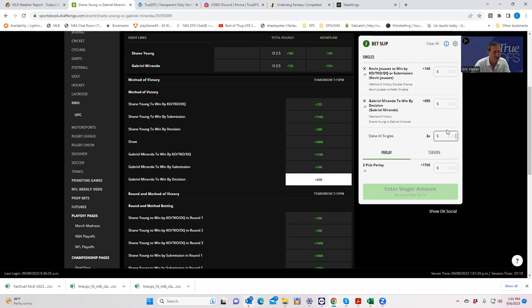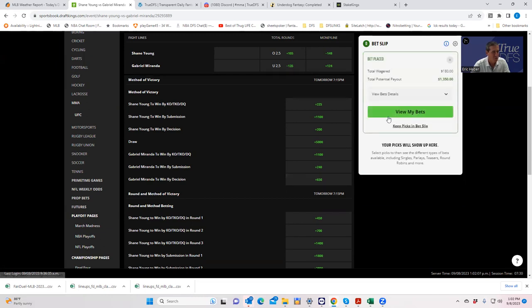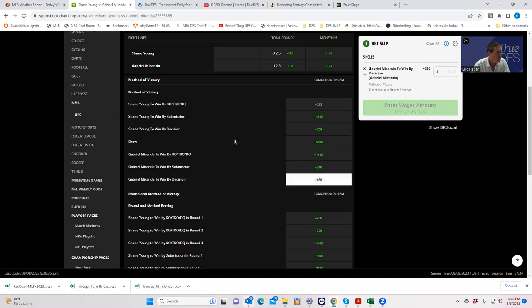We are going to put in stake all singles. That's going to be how we remember. We'll take this one out because we're already in there. Actually, we just bet this right now. So Gabriel Miranda win by decision, plus 180. And there we go. All right, moving on.